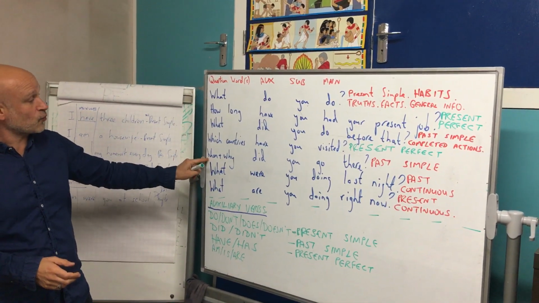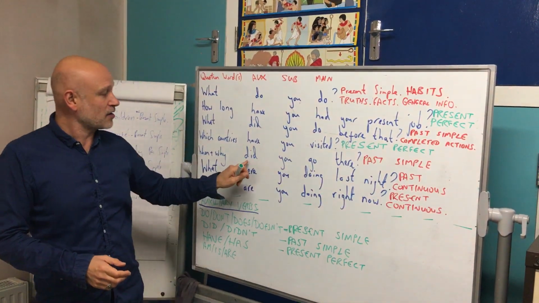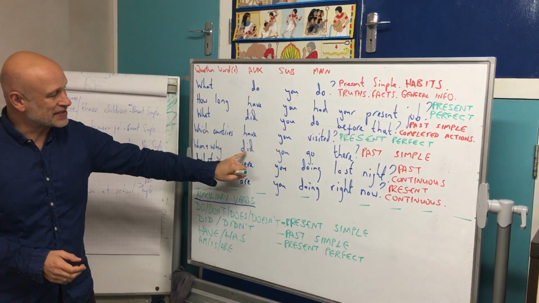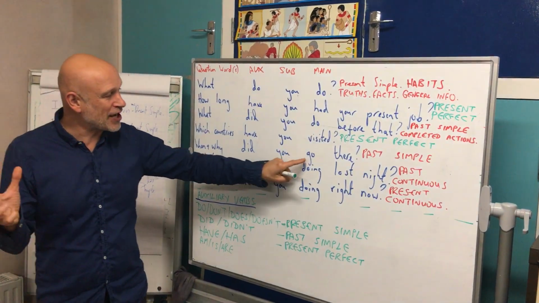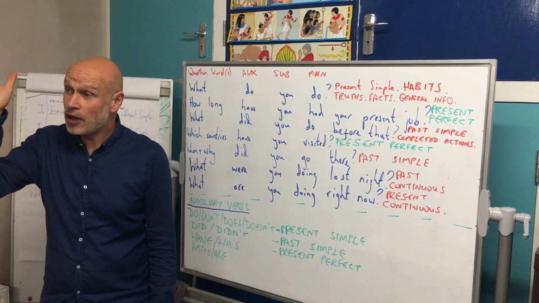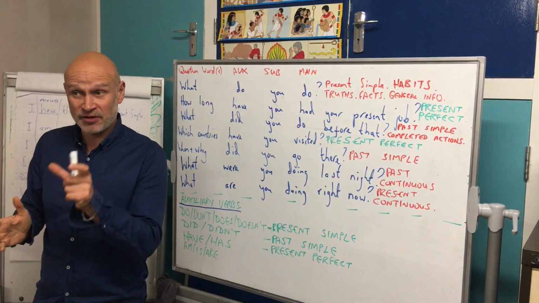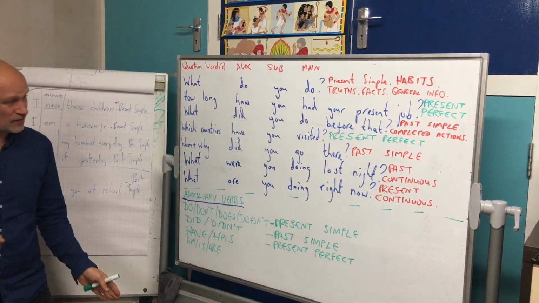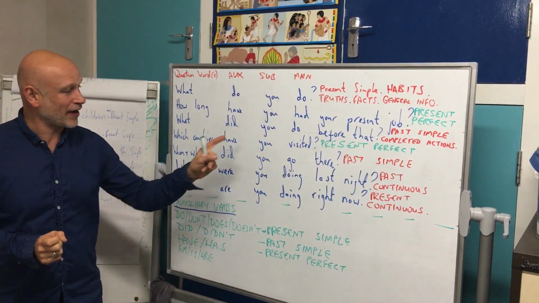And here we have another one. When and why did you go there? The auxiliary verb is did. We know it's past simple, but check to make sure that the main verb is also infinitive, present simple, first person. It's essential. We've got to get these two right.